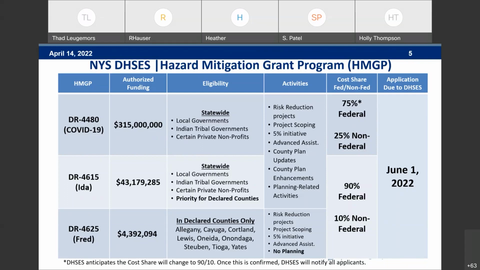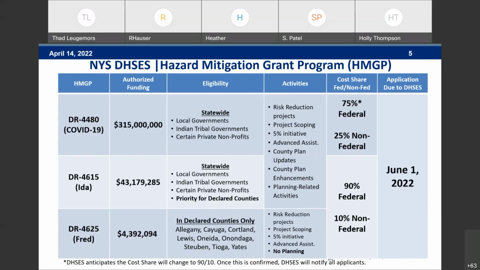So what type of activities can you do? Again, pretty similar, with the exception that under FRED, there is no planning set aside, again because that amount is so small, and because there's plenty of planning money available under the other 2. There's no planning under FRED, but other than that, the programs are the same in the eligible projects.